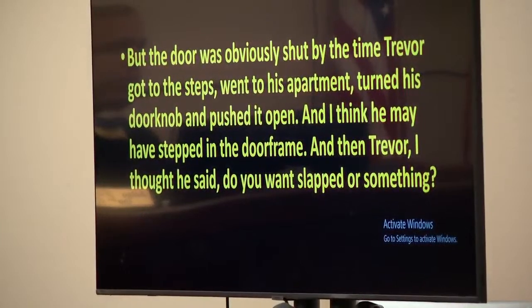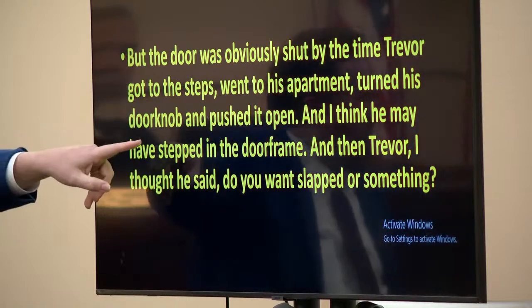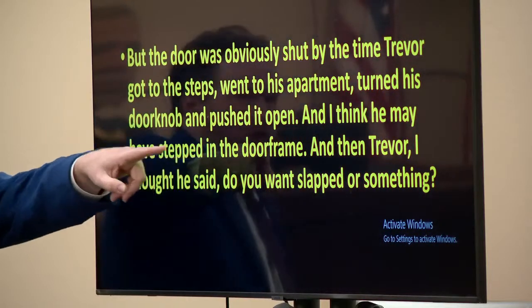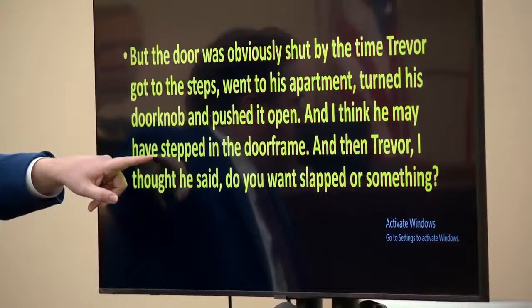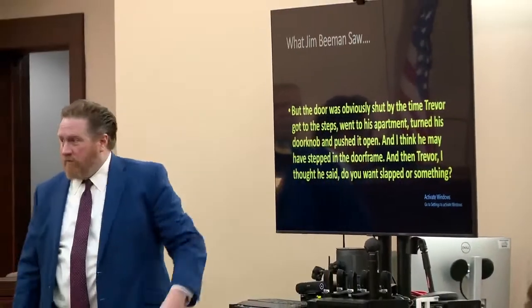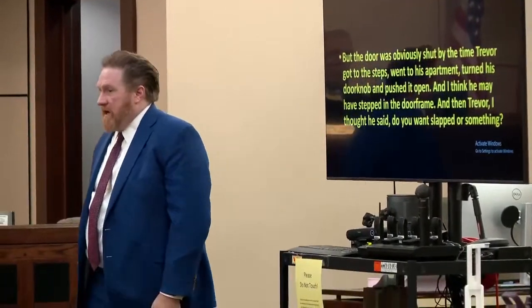So what he is describing right there is a burglary of a habitation. That's what he's describing to the detective watching his son do. That is a burglary of a habitation. That is your presumption. He is describing that Trevor unlawfully used force to go inside this man's apartment, and he may have stepped in the doorframe.